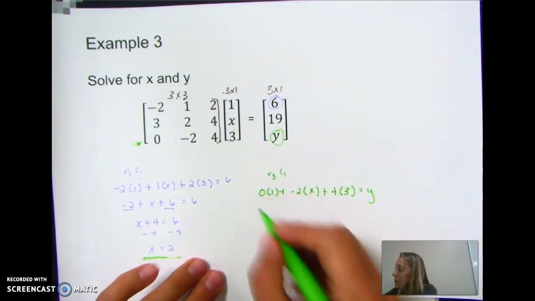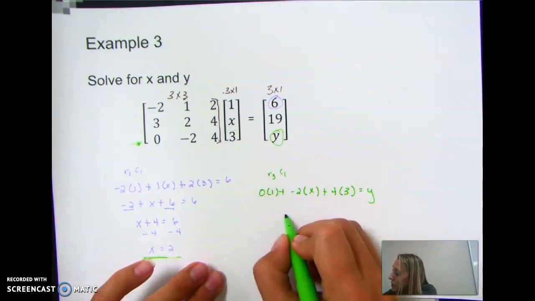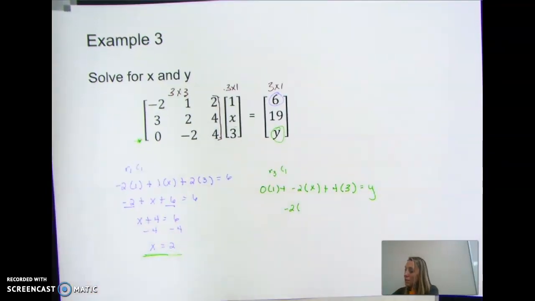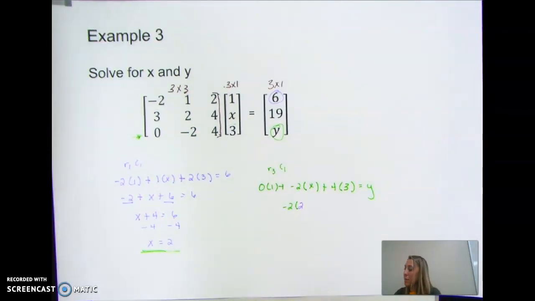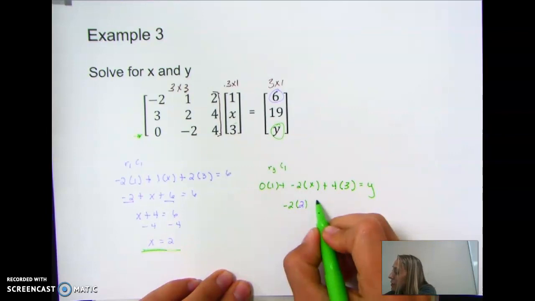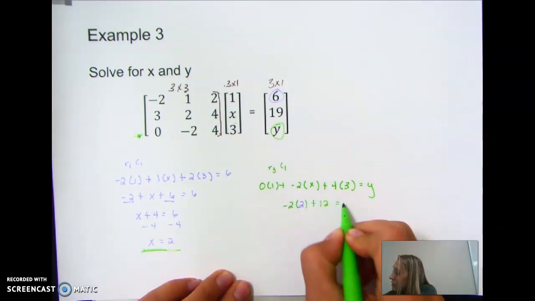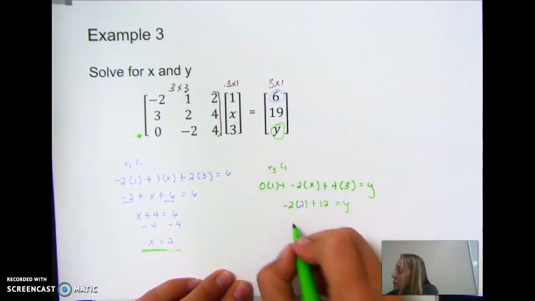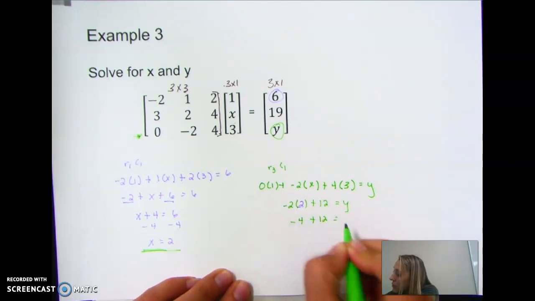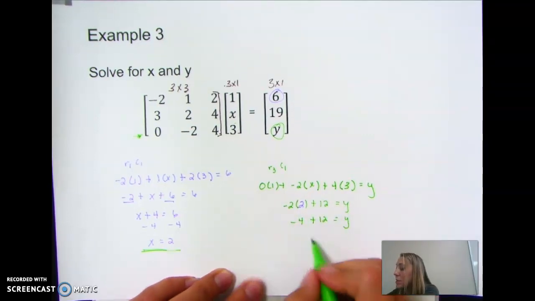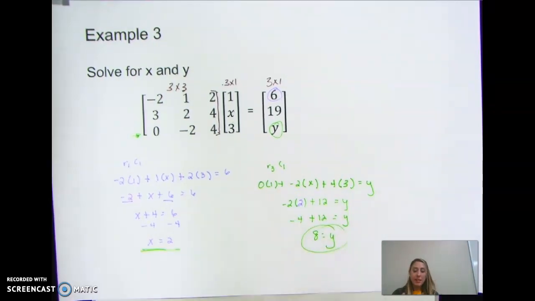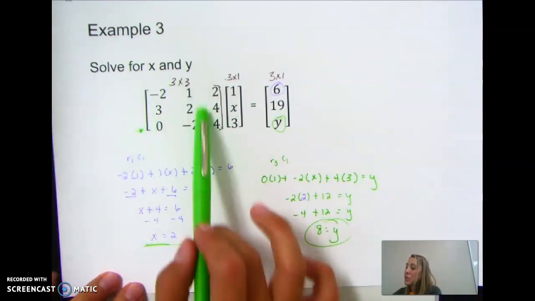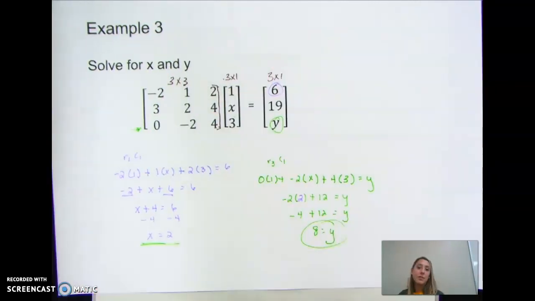So I'm going to use that. Anything times 0 is 0. Then I'm going to have negative 2 times, and we said x was 2. So I'm going to substitute that back in to help me solve. Plus 12 is equal to y. Well, negative 2 times 2 is negative 4. Plus 12 is equal to y. And negative 4 plus 12 is 8, so y equals 8. Now I'm done. I have my answer, and I have used this matrix and this matrix to get those. If you have any questions, please let me know. Send me an email. Thank you.